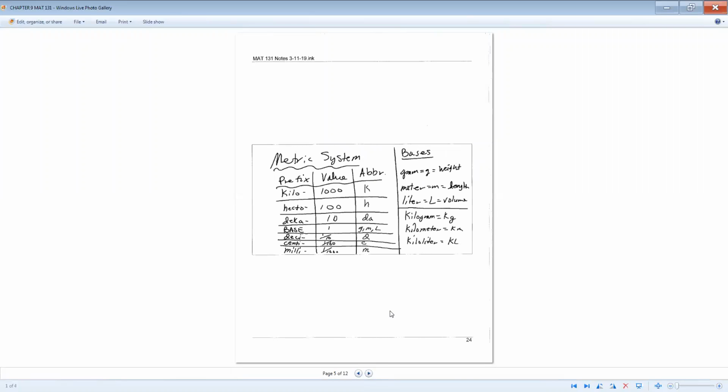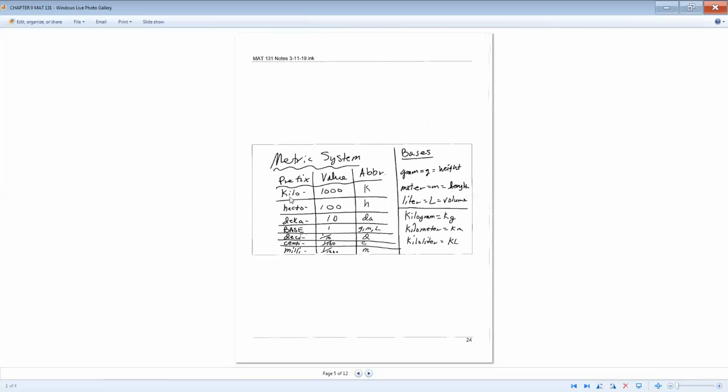The metric system. We have our general prefixes that we will be using. We have kilo, hecto, deca. We have our bases, which are gram, meter, and liter. Deci, centi, and milli. Now, the prefixes can get very large, way larger than kilo.